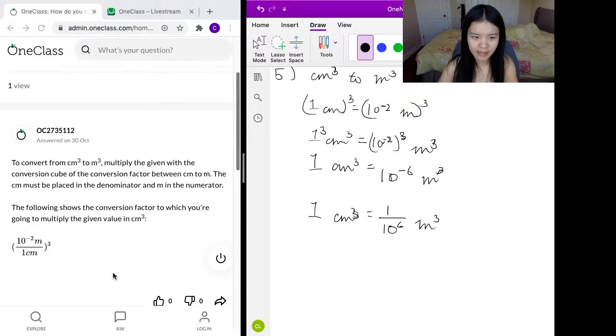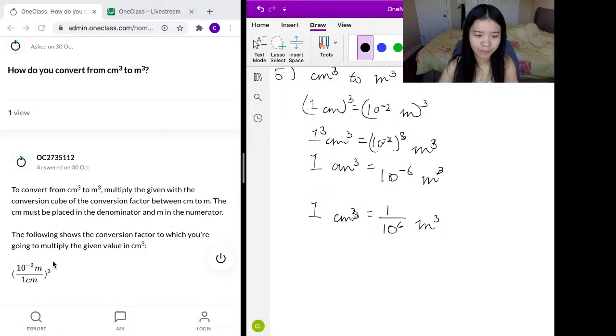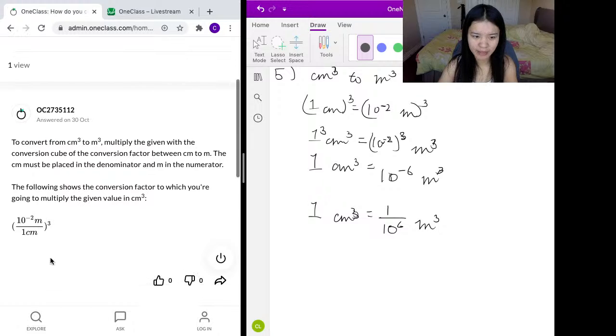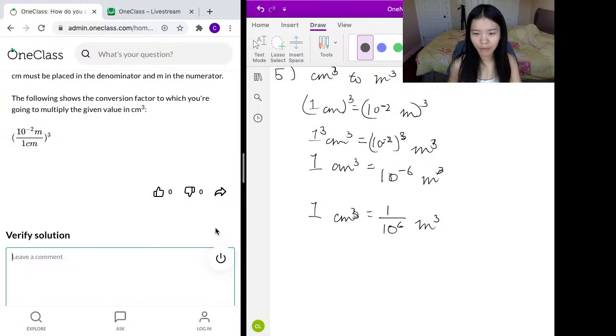And let's see, yes, they had the same solution as us, except they didn't multiply the 3 with the -2, so they didn't simplify the answer as much as we did. So yeah, 1 centimeter cubed is 1/10 to the power of 6, or 1/1,000,000 meters cubed. So let's just say this solution is correct. Correct. Answer can be simplified.